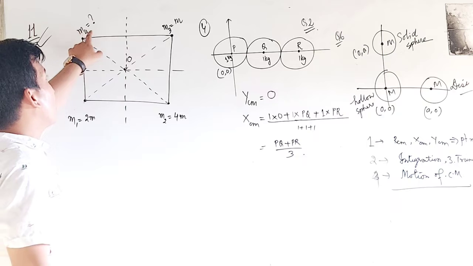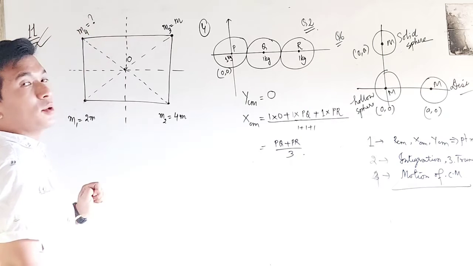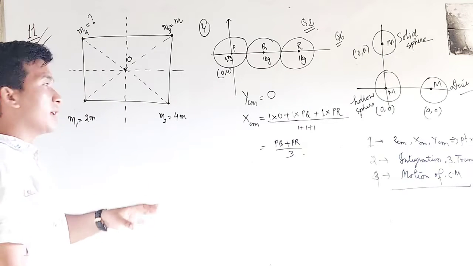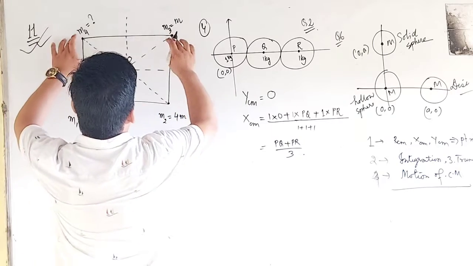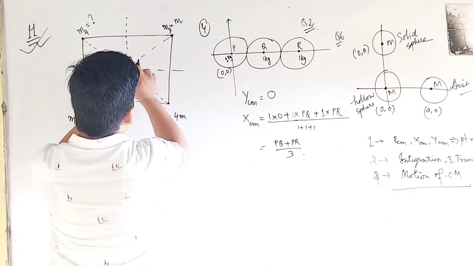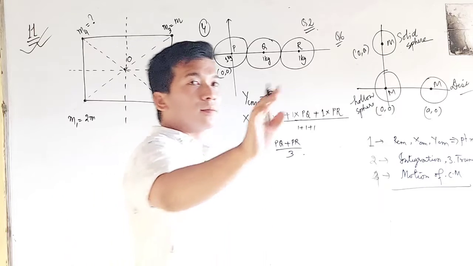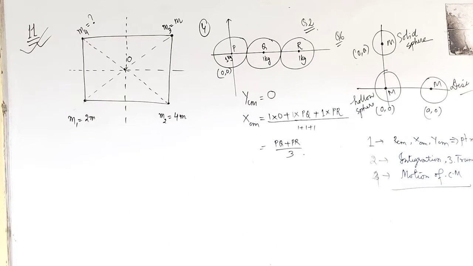Now, what must be the value of your M4? This is to be found out so that this M1, M3, M4 are located at this point. Consider the origin in the diagram.